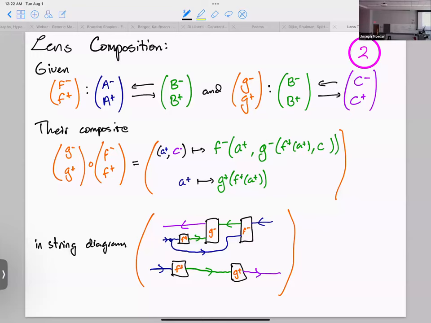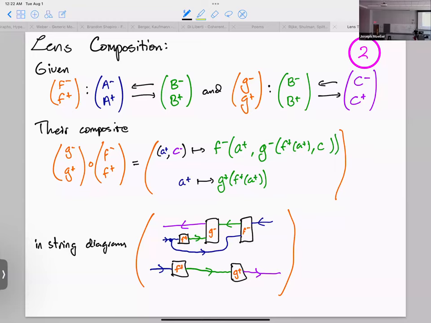In the string diagram, which is written left to right, it's an actual honest to God string diagram, and it describes the flow of information. We take our A plus and our C minus up top. Then we want to bring the C minus back into the B minus, which is that green wire. So we need to get a B plus to help us, and we use f plus to do that. But we also need to copy along our A plus, because we're going to use it again to bring back the thing we had in B minus even further.